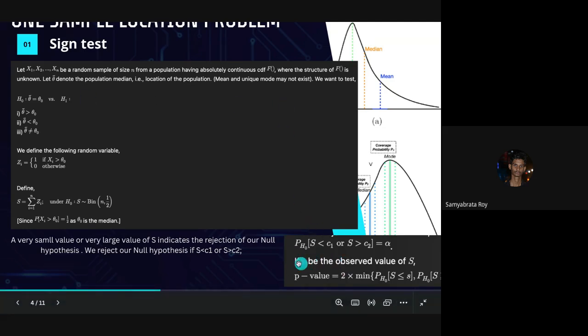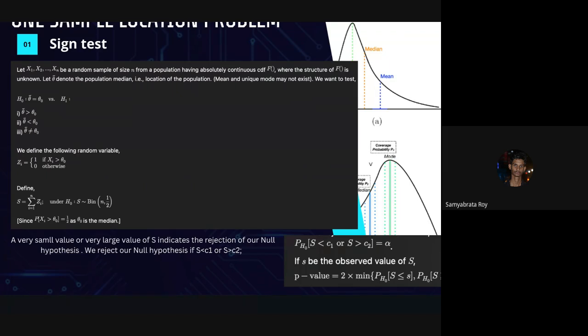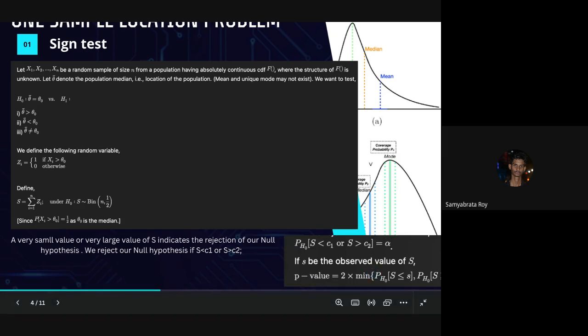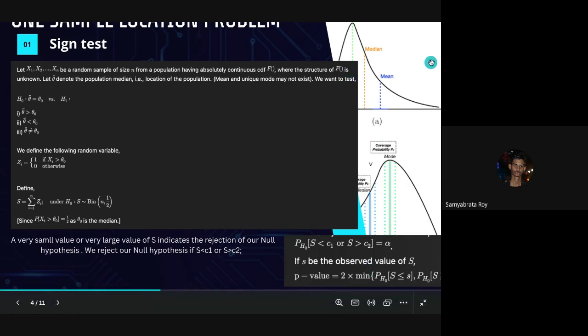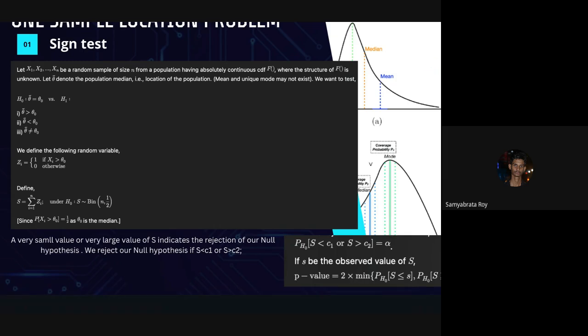Like here I have signified, if S becomes lesser than C1, C1 being the critical value. In the second scenario, S will become more than C2, C2 being the critical value. And in the both tail test, we're going to have both upper and lower boundaries of S. So basically, I'm trying to make an inference on the location of the distribution we have, although we don't have any knowledge about the parent distribution. Fair enough? Any doubt, guys? Any doubt? Or should we go forward?